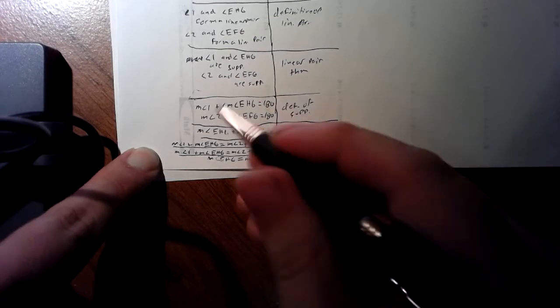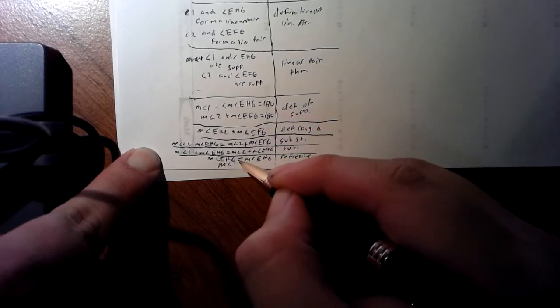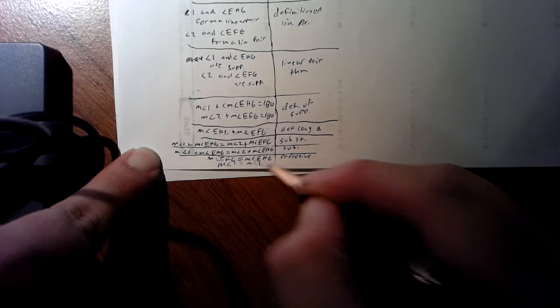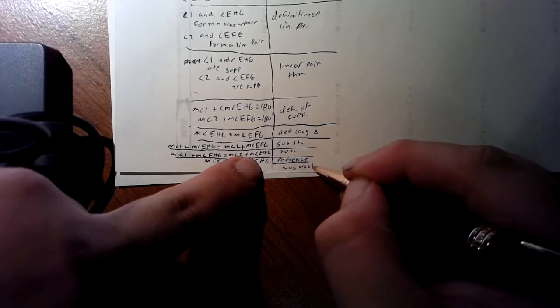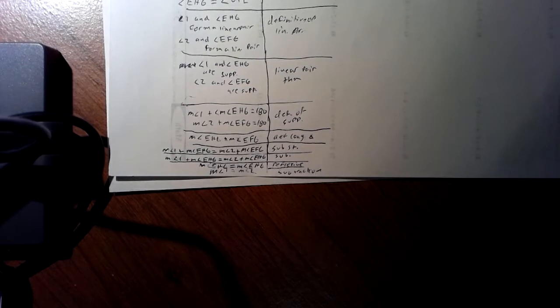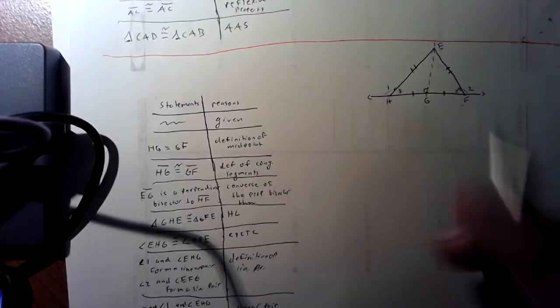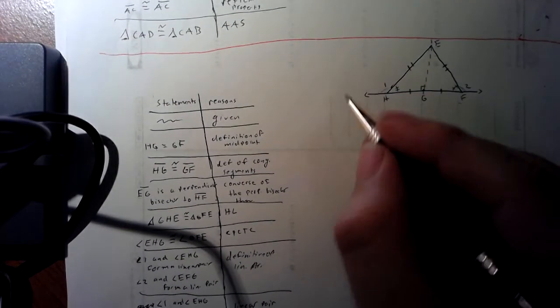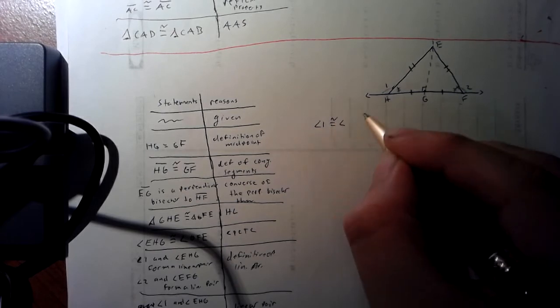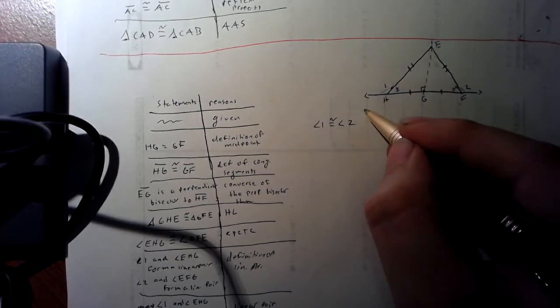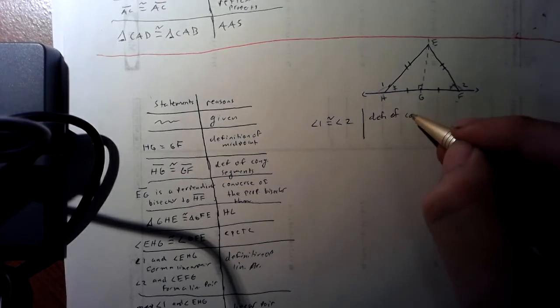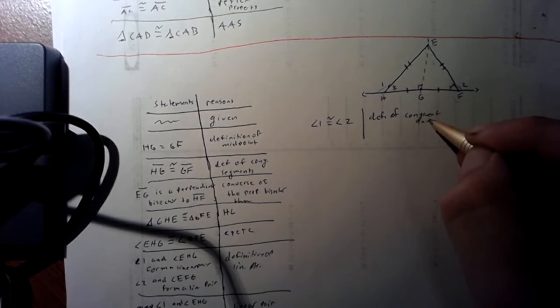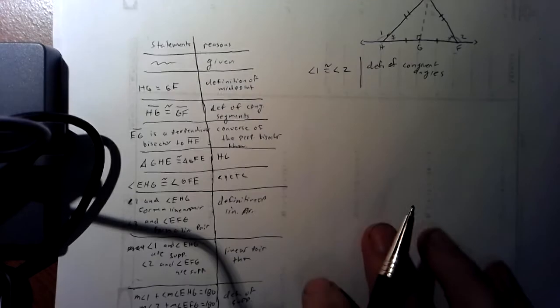And then finally, I can use the subtraction property to get measure of angle 1 is equal to measure of angle 2. So that is subtraction. Should have written smaller. And then let's see, do they want us to show that they're congruent? Yes, so we need one last line. So the very, very, very last statement is going to be angle 1 is congruent to angle 2. And the reason for that is definition of congruent angles. All right, so that completes that proof.